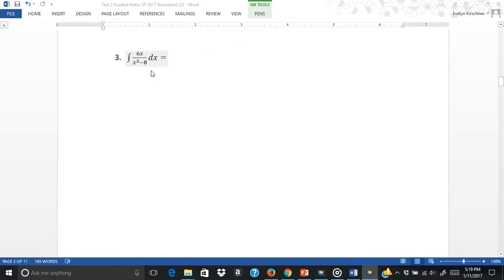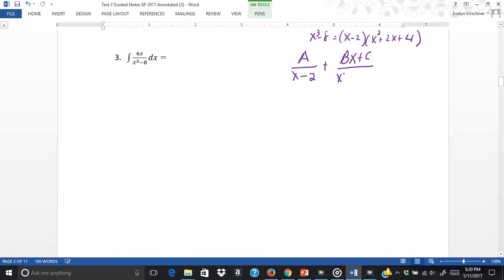In this case, the first thing I do is factor x cubed minus 8. And x cubed minus 8 is a difference of 2 cubes, so it's x minus 2 times x squared plus 2x plus 4. So I am going to decompose it into a over x minus 2, the linear factor, plus now it's a quadratic, so I need bx plus c over x squared plus 2x plus 4, and that's going to equal my original, which is 6x over x cubed minus 8.